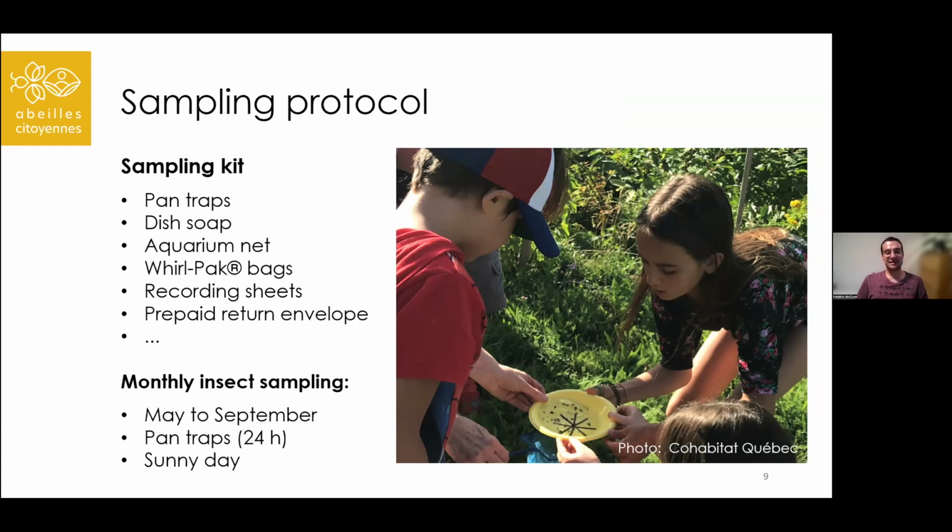Then they collect the insects from the traps with the aquarium nets. They put them with alcohol in the well-packed bags. And then they put everything in the prepaid envelope at the end of the season, and we receive them in the lab for identification.